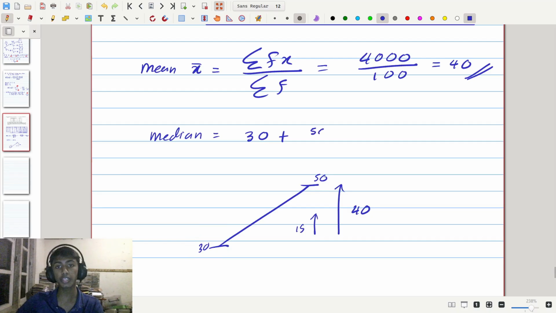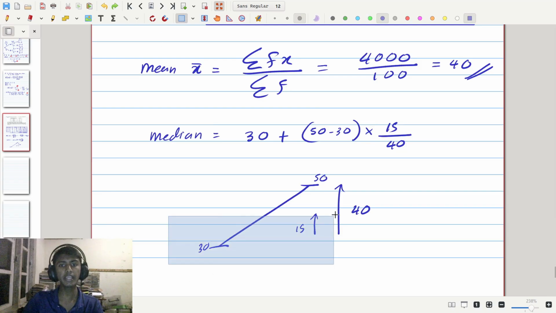So we can say 50 minus 30 times the distance that he's gone up in his range, which is 15, divided by the total number of people in his range, which is 40. Therefore the median person would be at the value of 30 plus 50 minus 30 times 15 over 40. So this is the standard way that we write the median in a group set of data.